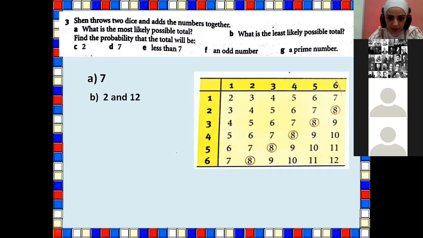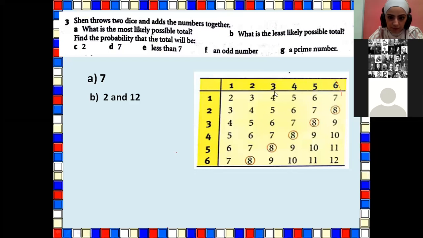Ragad. Find the probability that the total will be 2. It is 1 out of 36. Yes, excellent. So how many 2s do we have? There's only 1 two. This is it. So how many 2? 1 out of all the possible outcomes, which is 36. Thank you. Another one. Sarah.